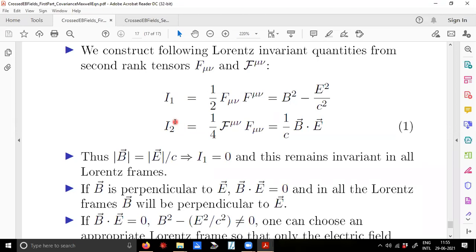Because we do know that light is given by equations where the electric field of light is equal to the magnetic field of light up to a factor C, and electric field and magnetic field are perpendicular. You draw such pictures for electric and magnetic fields. Now you are learning the mathematics behind it. And the mathematics is that there are two Lorentz invariant quantities. I1 is 0, I2 is 0.